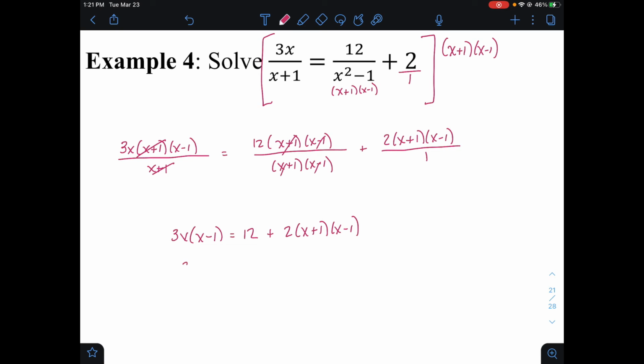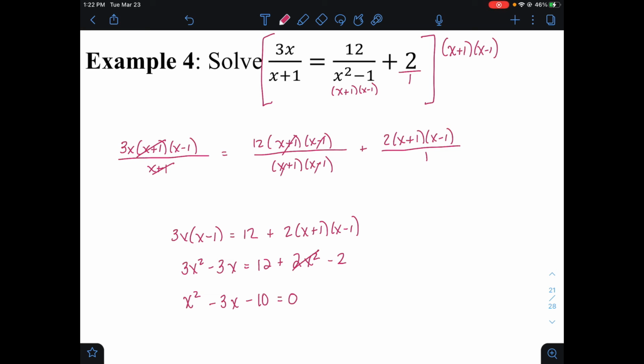All right, so I'm going to distribute, so I get 3x squared minus 3x equals 12 plus, remember this right here was just x squared minus 1, so 2x squared minus 2 once I distribute. All right, so now I can get everything to one side. So I'm going to subtract 2x squared, so I have x squared minus 3x. 12 minus 2 is 10, and when I move that to the left-hand side, I get minus 10 equals 0.